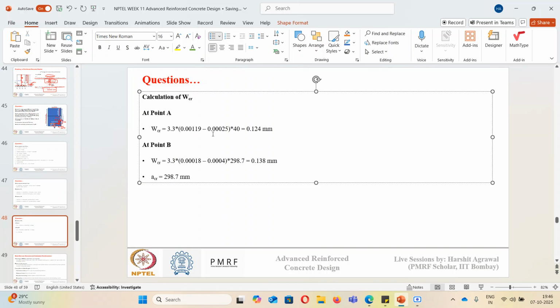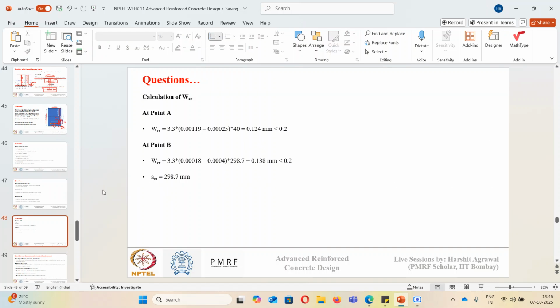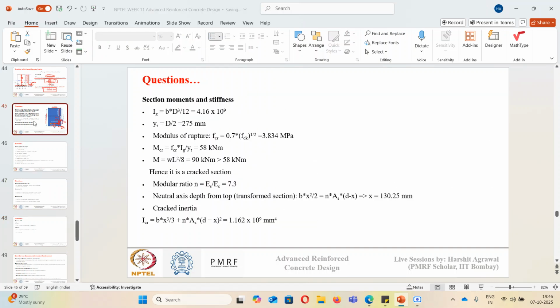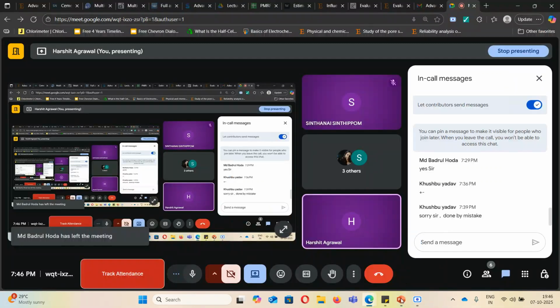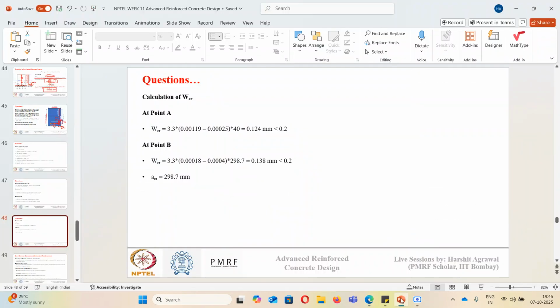And since at both the points the crack width is less than 0.2 mm, we can say these cracks will be autogenous. They will heal automatically. They are not much of an issue to the structure. Okay, so this is how we approach the question. Everyone clear with this approach? Any doubt in this crack width calculation part?